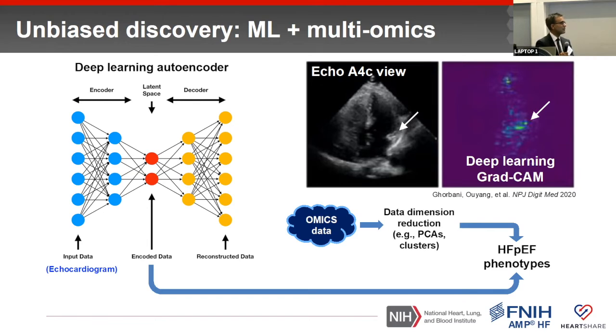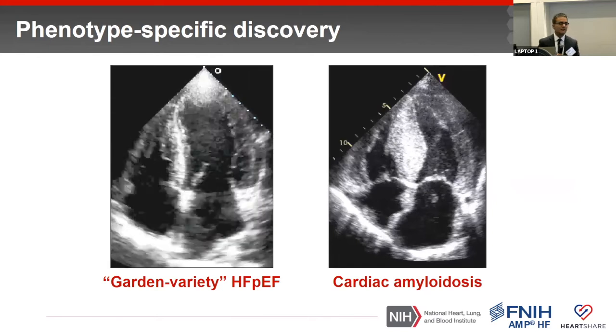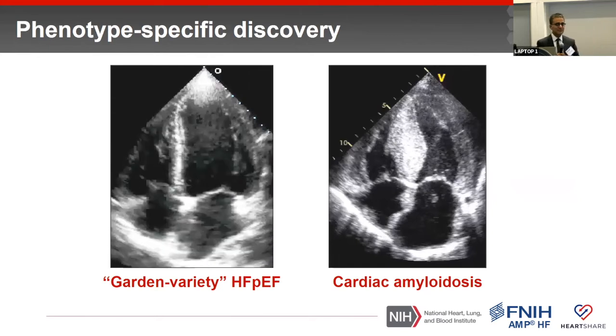And this is just one example. But then there's also phenotype-specific discovery. And this is a prototypical example. I would say this, in 2022, is an easy example. You look at these two echocardiograms, garden variety HFpEF and cardiac amyloid, and you don't have to be an echocardiographer to say, these are very different. And yet it gets missed all the time. And yet computers for sure can spot the one on the right.